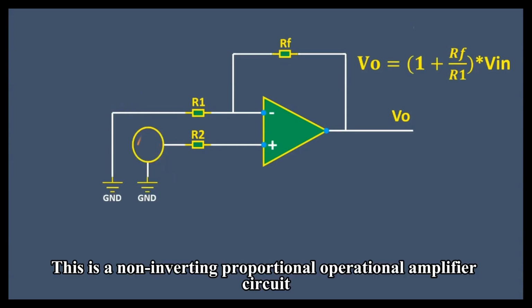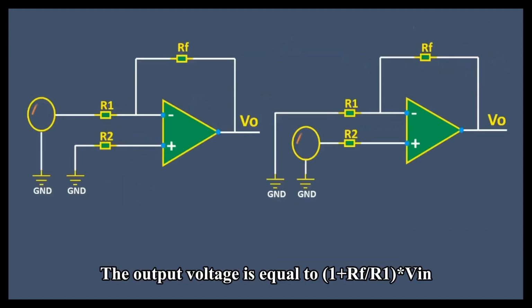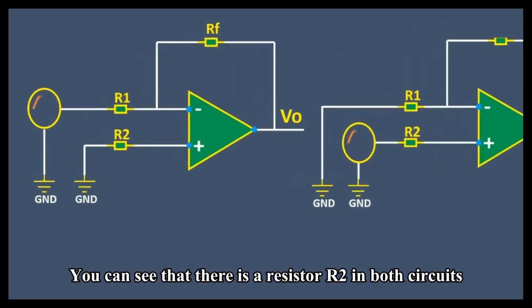This is a non-inverting proportional operational amplifier circuit. The output voltage is equal to 1 plus RF divided by R1 times VIN. You can see that there is a resistor R2 in both circuits.